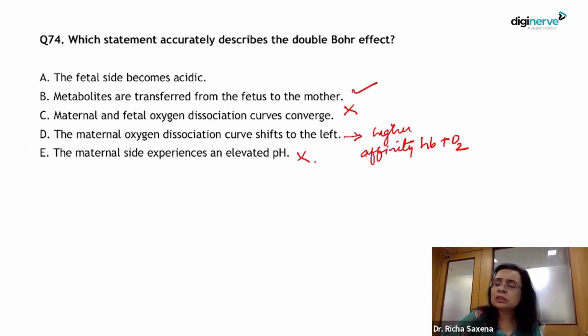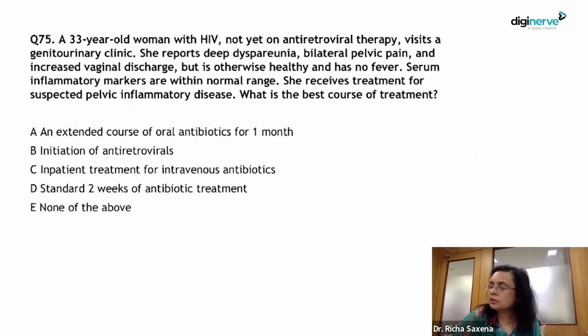Bohr's effect, double Bohr's effect, the effect of various things on the oxygen dissociation curve, again, very, very important. So I think, no, there's another question. So I think this is the last question.